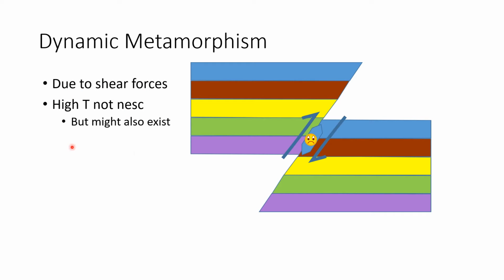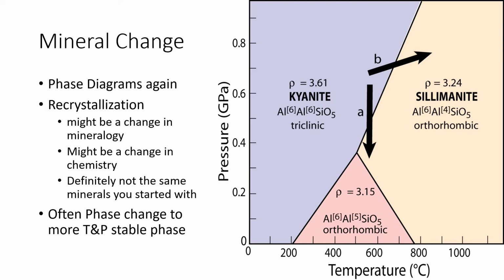Mention the temperature and pressure here. These kinds of environments could be associated with high temperature, but not necessarily. So a lot of different things could be happening, and that's why this is a separate type of metamorphism, and we'll talk about diagramming where all these are in a little bit. And of course, we're going to get phase diagrams involved again, right?